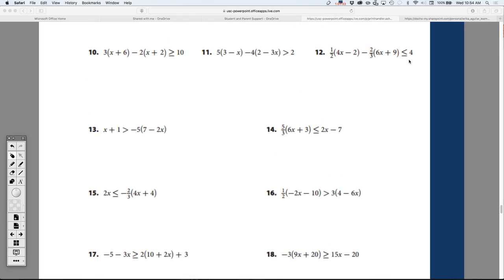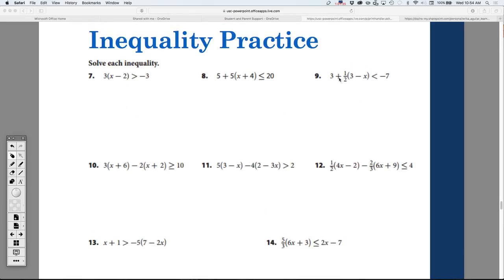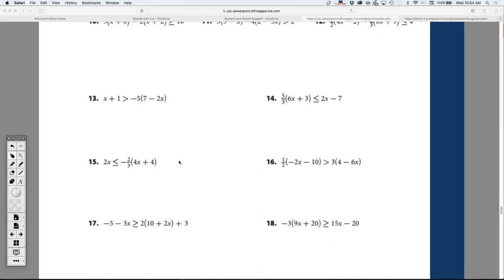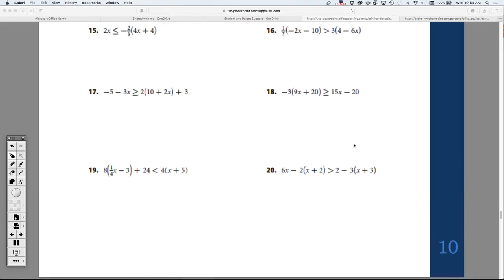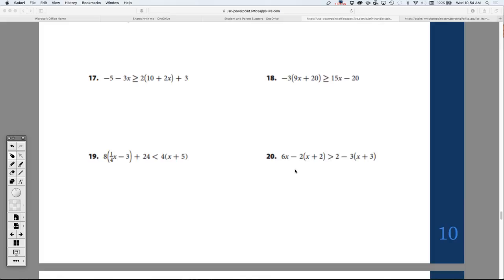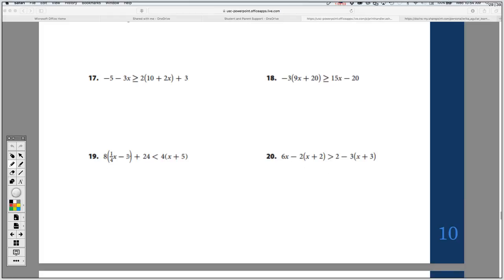On 20, you have 6x minus 2. Oh, good. This one looks like what we just did, right? So you will get practice on this. If the last one didn't make sense on where you would go next, then just look at this problem. So for 20, we have 6x minus 2 times x plus 2 is greater than 2 minus 3 times x plus 3.